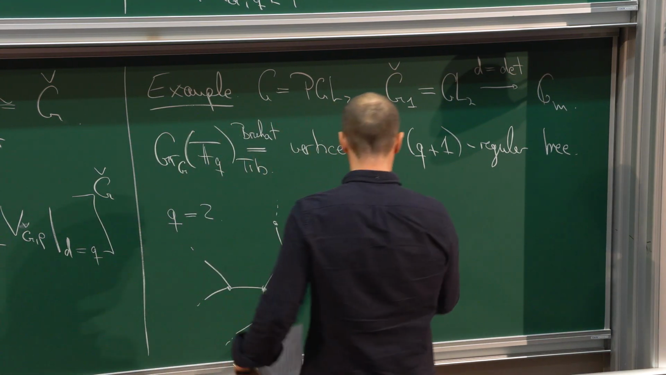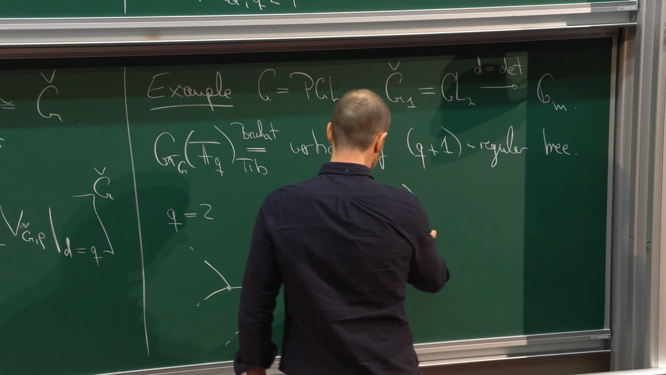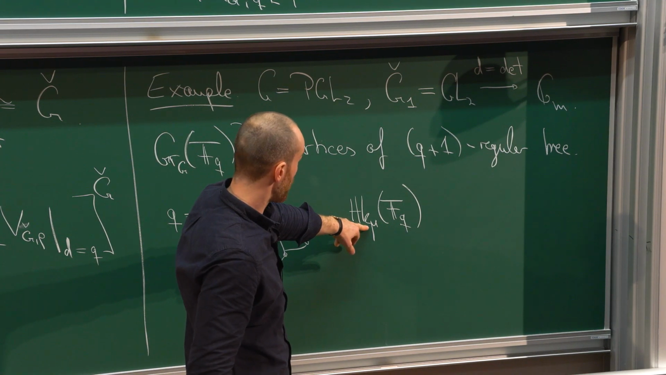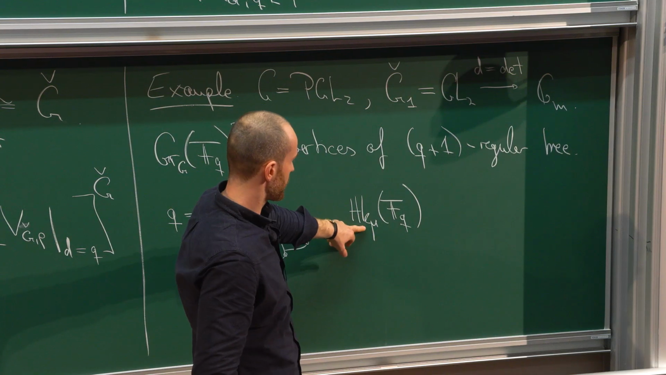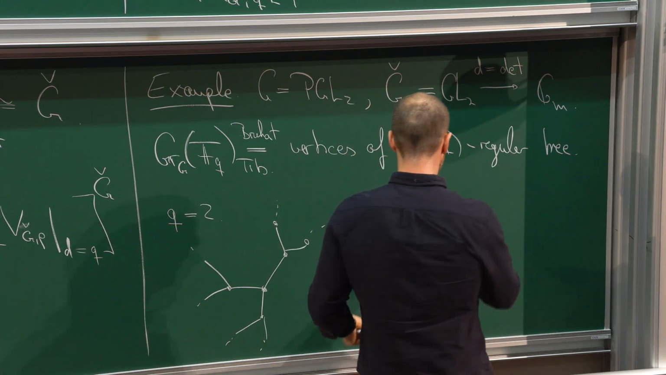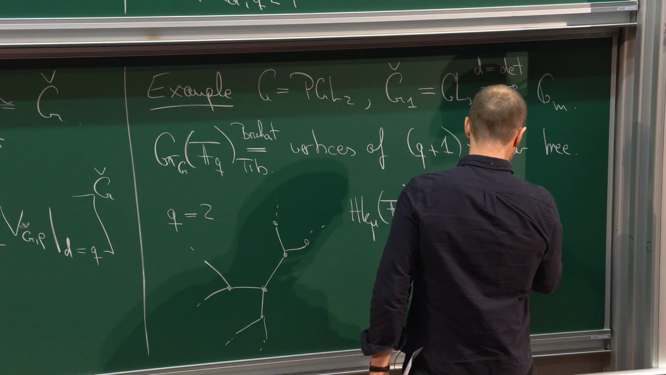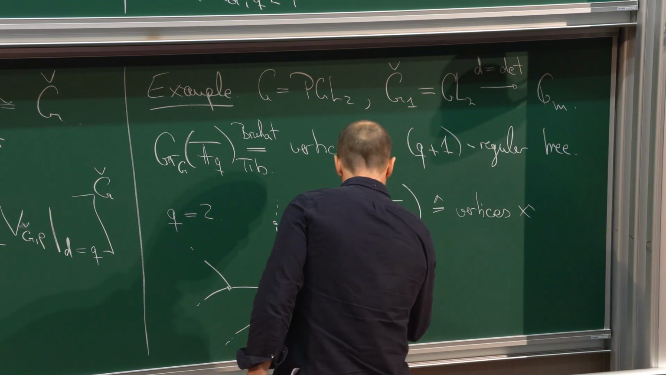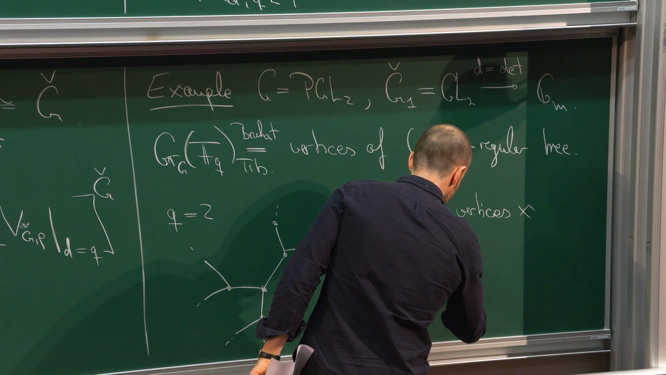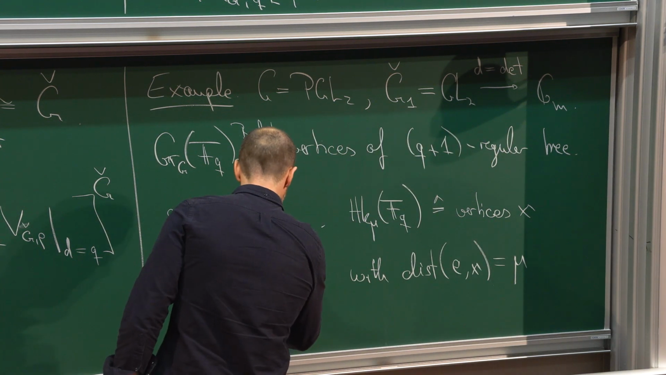And in this picture, the Hecke mu of FQ. So mu, these are the dominant co-characters. In this case, this is just the non-negative integers. And in this picture, this corresponds to the vertices x with fixed distance equal to mu from the origin. So here's E.